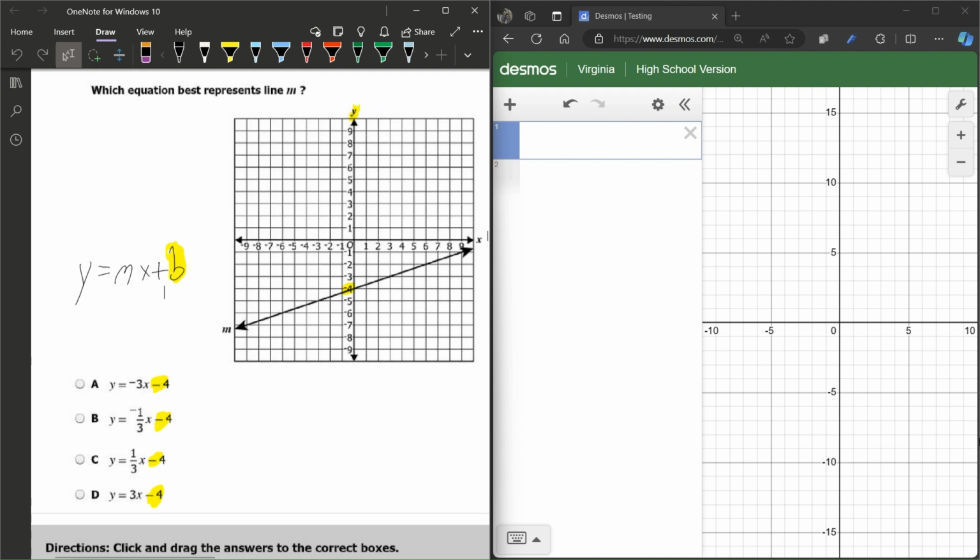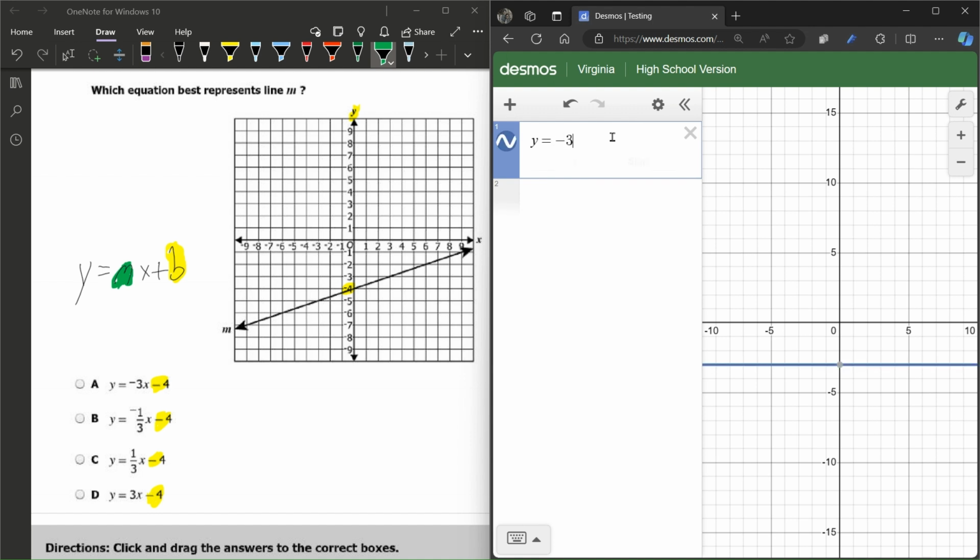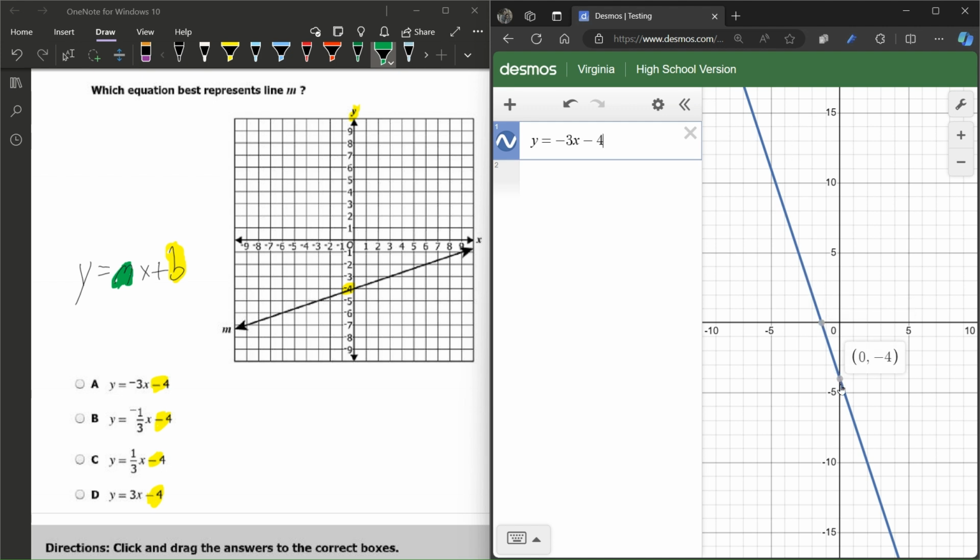Okay, so I'm going to type in the first one here. The slope, of course, is the number in front of the x. So answer A, y equals -3x minus 4. Okay, so it does cross at -4. However, you can obviously see that this is a negative slope and my problem is a positive slope. So let's go ahead and cross out answer A.